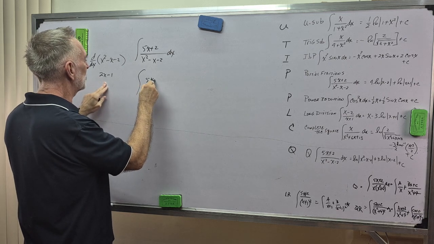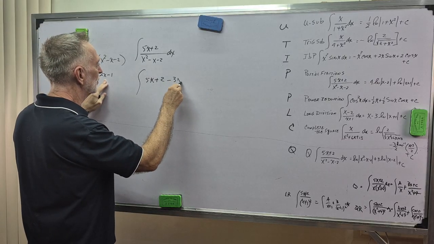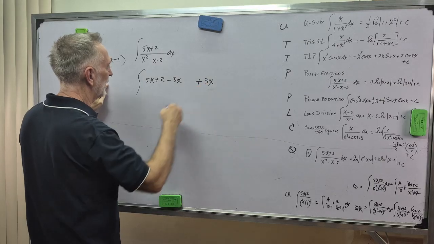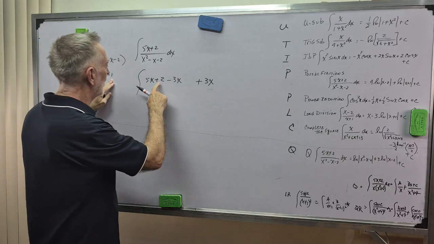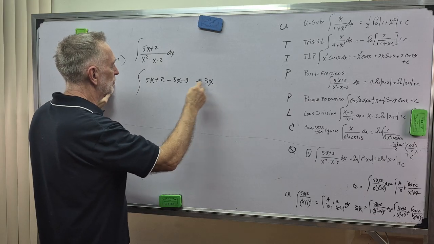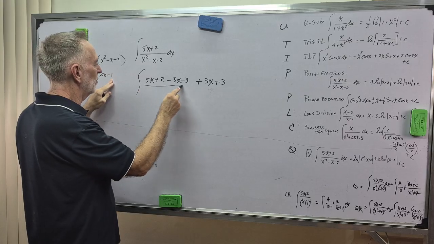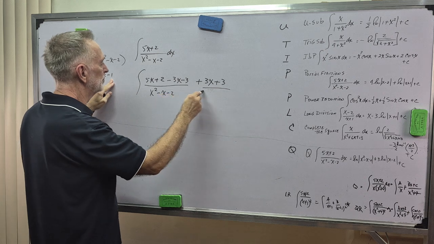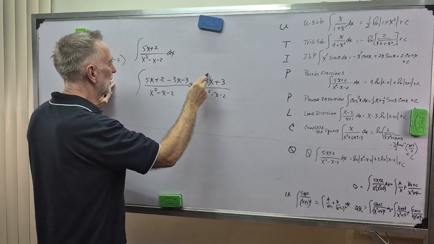I have 5x plus 2, but I need 2x. So I need to subtract 3x from that. Well, if I subtract 3x, I need to add 3x. Okay, I need a negative 1. Well, I have a positive 2, so I need to subtract 3. Well, if I subtract 3, I need to add 3. And all of that, I'll separate it out, would be over x squared minus x minus 2. Like I said, I like to separate things out.